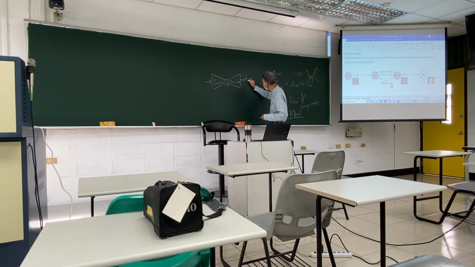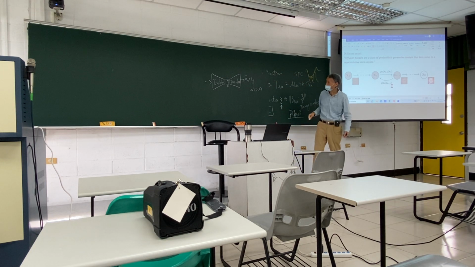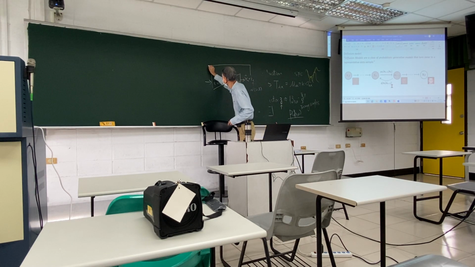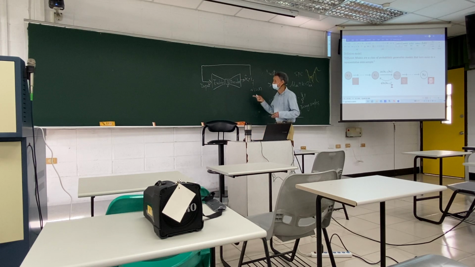Suppose this is T. At time step T, we add a random noise. The random noise is again assumed to be a standard normal distribution. And then we use it as the input. Then we get the output. And every time you add more noise.